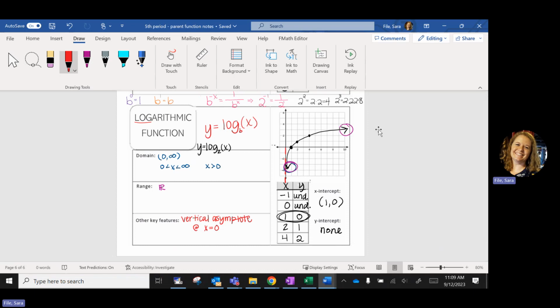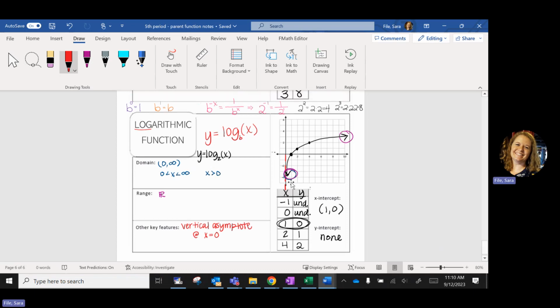Is there a maximum to this graph? Is there like a high point? No, that arrow means it goes on forever. So there's no maximum. It keeps going and going and going, up, up, up. Same thing with the low. There is no minimum here. There's no low point. It goes down forever. Okay, so there's no maximum, there's no minimum, there's no vertex, and this graph is not symmetrical. Okay, so there's no other key features we need to list besides that asymptote for this function.